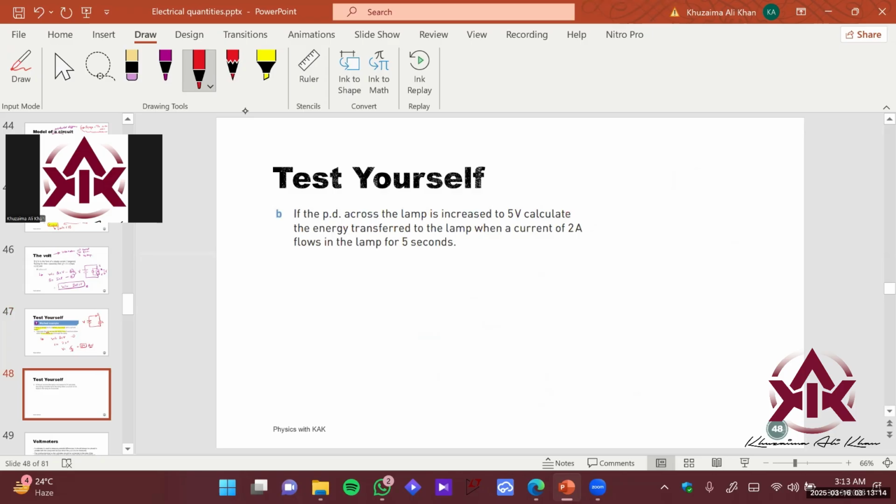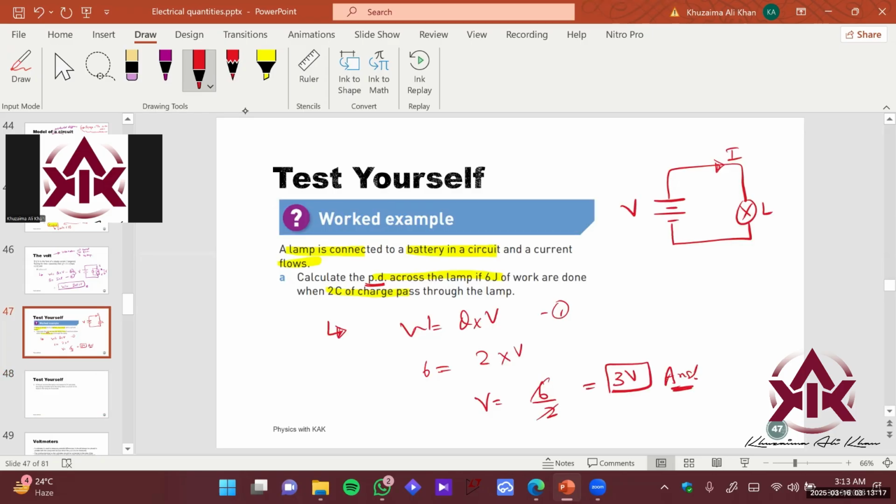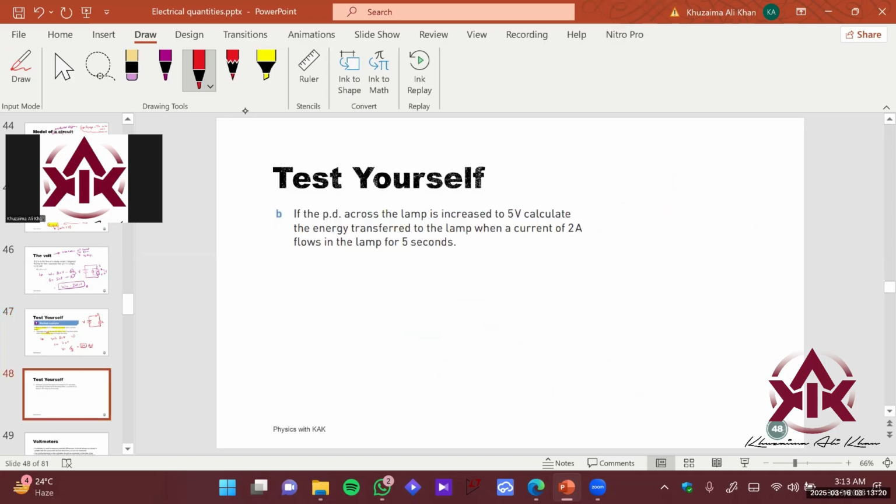Now we have a part B for this, so you can take a screenshot of this, pause the video here again, and solve it. This is part B of the previous question. We have the same circuit, but the quantities given to us have changed. Now the potential difference of the lamp is 5 volt. We want to find the energy transferred to the lamp when a current of 2 amps flows for 5 seconds. We have the same circuitry here, with the battery and the lamp.